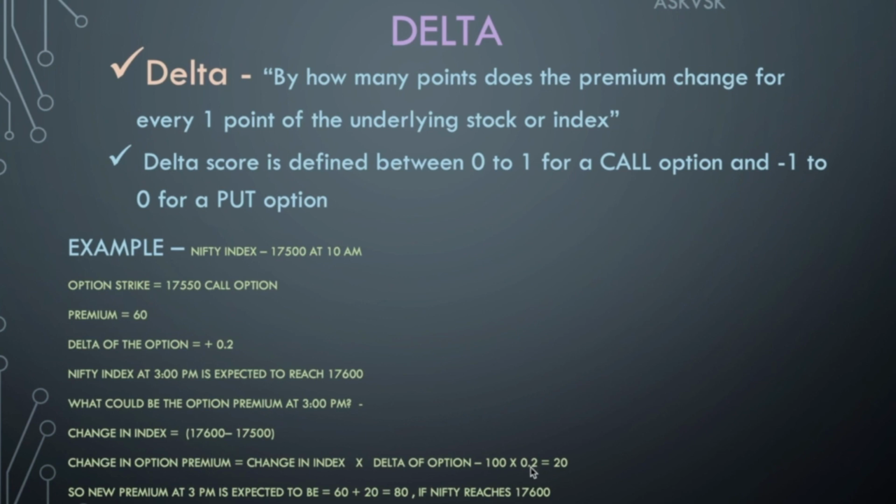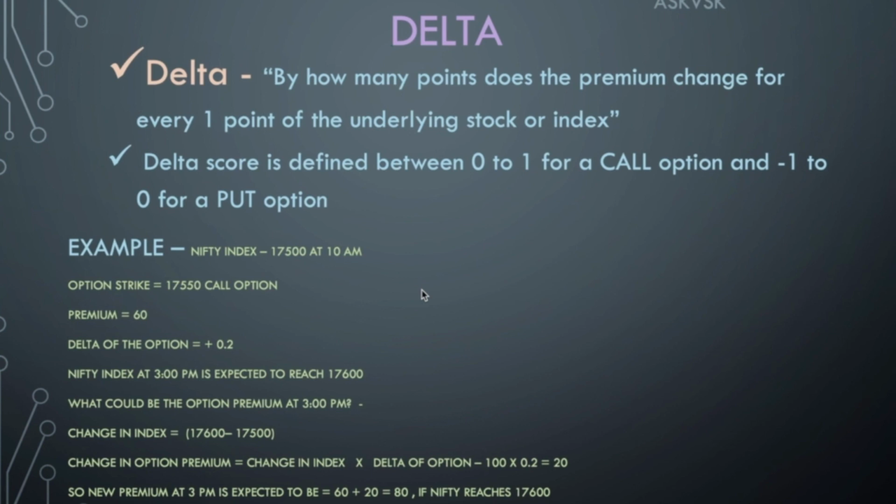So since it's a call option, we have the delta as a positive 0.2, and the market has moved up from 17,500 to 17,600. So you get rupees 20 added to your premium. So the new premium at 3 p.m. for the 17,550 call option would be 60 plus 20, which is equal to 80, if the Nifty reaches 17,600. So this is our base assumption on which we have done this calculation. This is just to give you an idea of how the option premium gets affected if the delta is at 0.2.